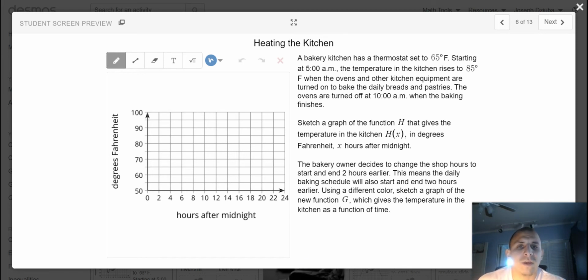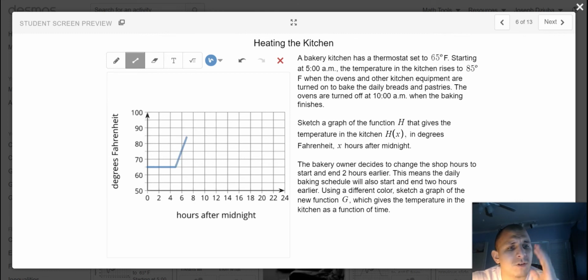All right, so in this instance, we have a contextual problem where a baking kitchen has a thermostat set to 65 degrees. Starting at 5 a.m., the temperature in the kitchen rises to 85 degrees Fahrenheit when the ovens and the other kitchen equipment are turned on to bake the daily breads and pastries. So I know that I am at 65 to start. This x-axis is hours after midnight. So from midnight to 5 a.m., it is 65 degrees, and the kitchen then rises to 85 degrees.